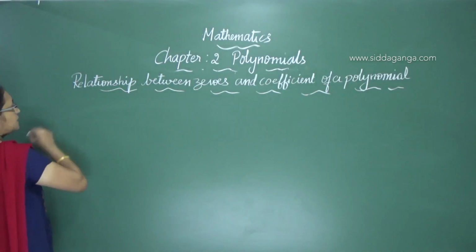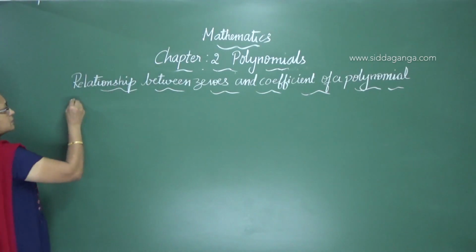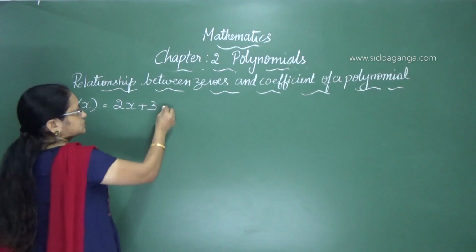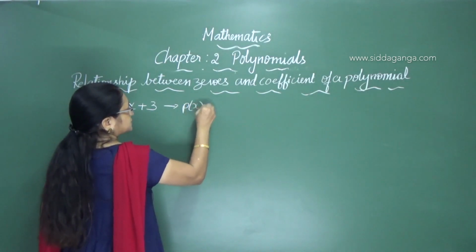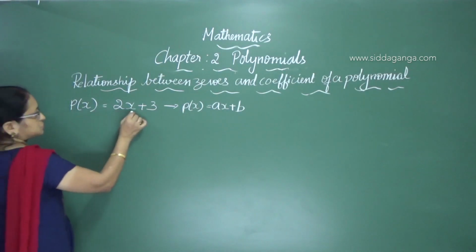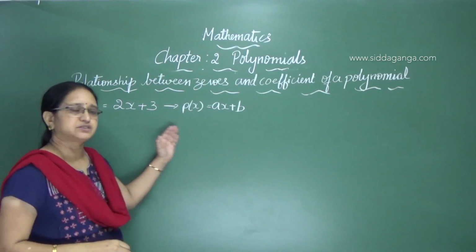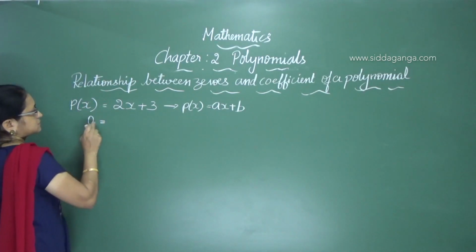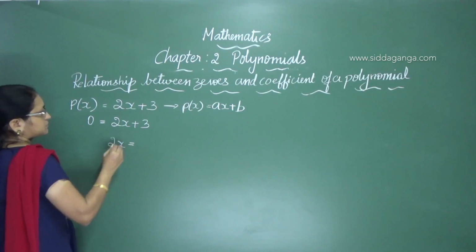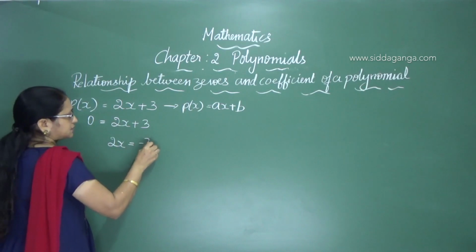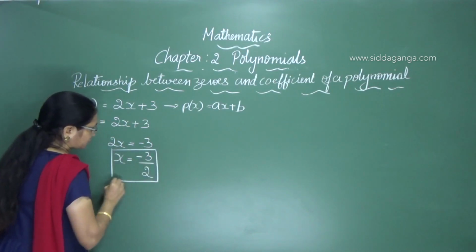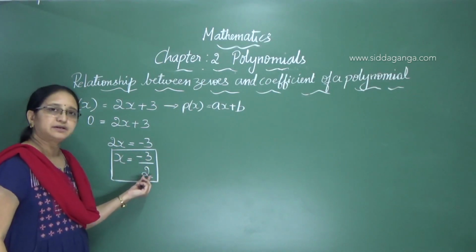So let us consider a simple linear polynomial, 2x plus 3. Now you all know the general form p of x is equal to ax plus b. This is the general form of the linear polynomial. Now p of x is equal to 2x plus 3. To get the zero of the polynomial, as I showed you in the previous video, you put p of x as 0, so 2x plus 3 equals 0. Now 2x is equal to, plus 3 we move to the other side, that is minus 3. So x is equal to minus 3 by 2.